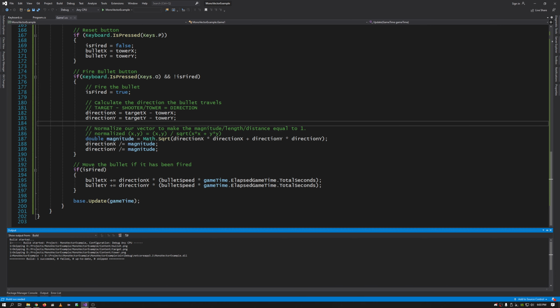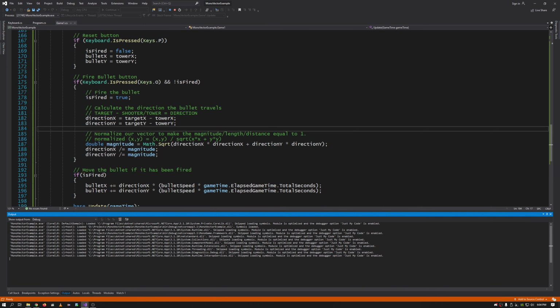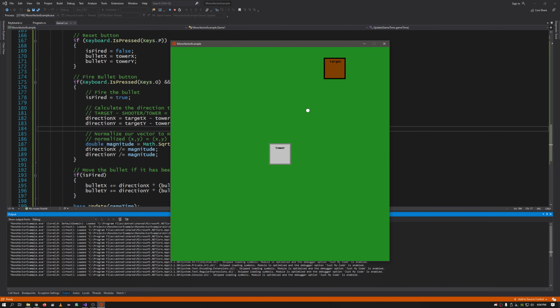I'm also sorry that the graphics were flickery. I'm not sure what that's about. That's a MonoGame thing. I promise that has nothing to do with the program itself.